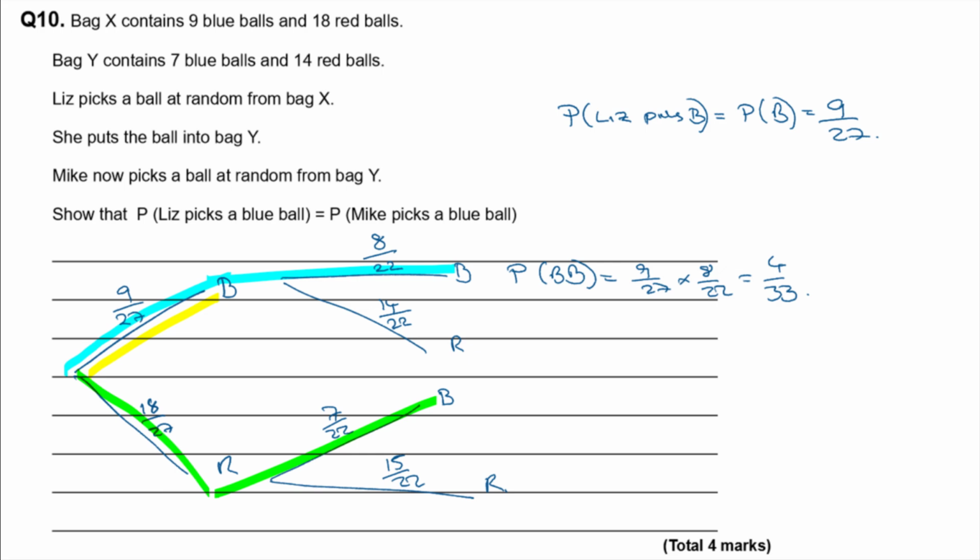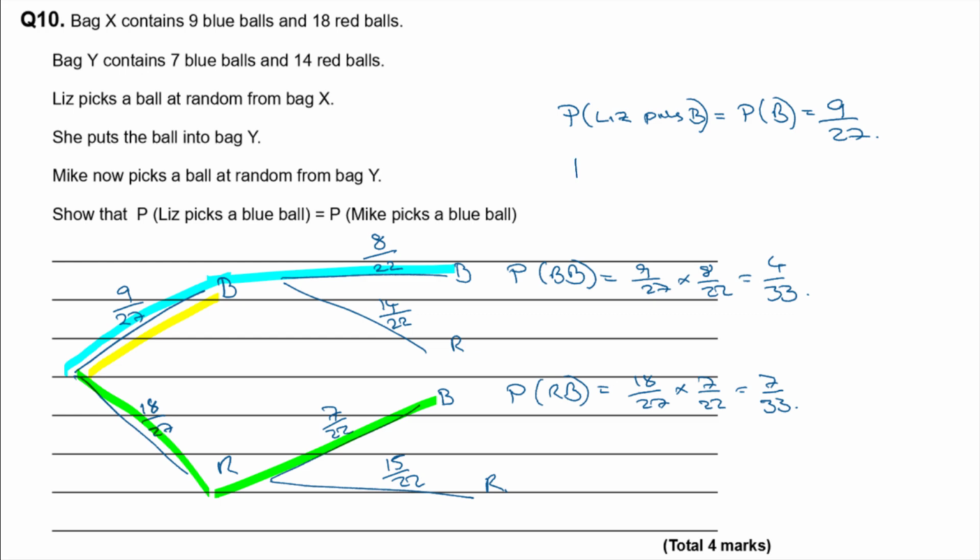And then the probability of red blue, that's going to be 18/27 times 7/22. What's that then? 18/27 times 7/22. That's 7/33.